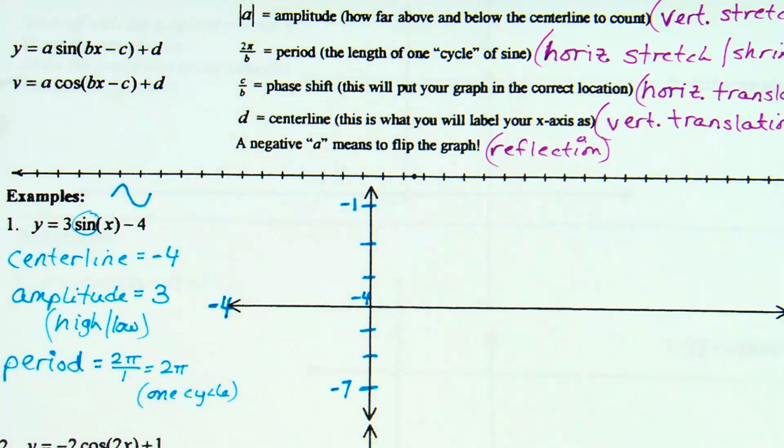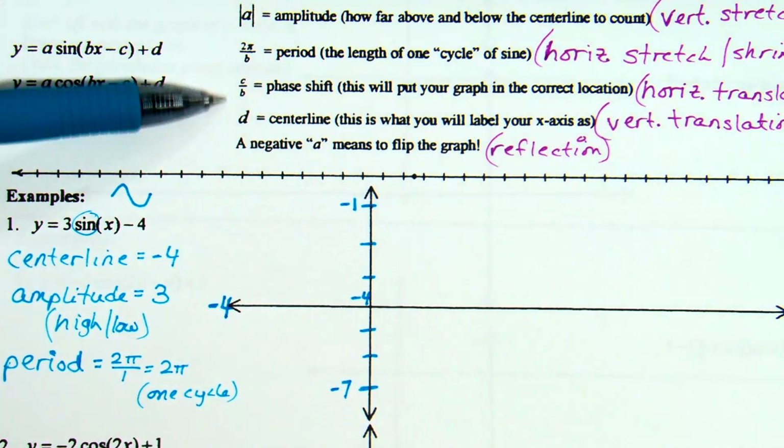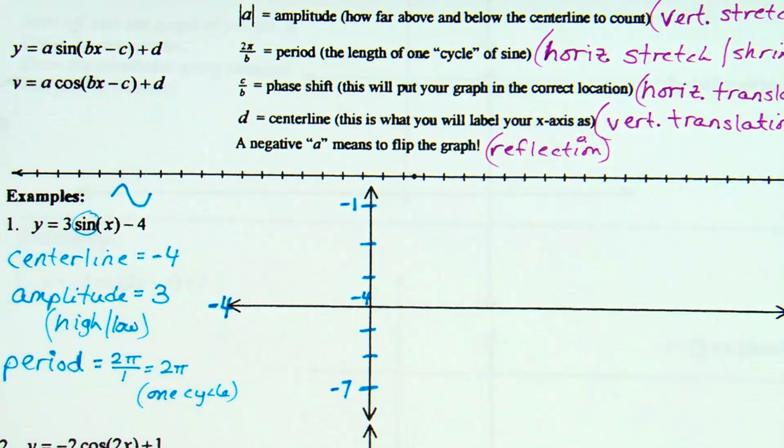And then, we never had a negative A value to talk about. Phase shift. What do I have in the way of a phase shift? C over B. C over B are numbers that are with the x. Do I have anything with the x? So I have no phase shift to worry about, because there is nothing added or subtracted within my parentheses. There's no phase shift, so there's no movement left or right. We'll add that in later is what it comes down to.